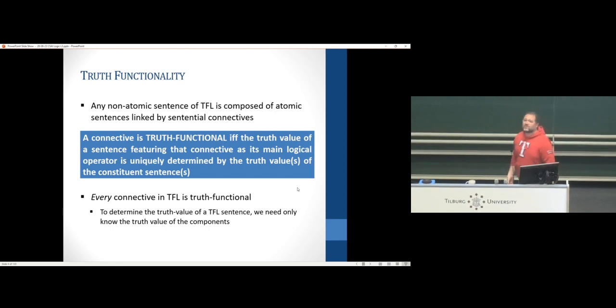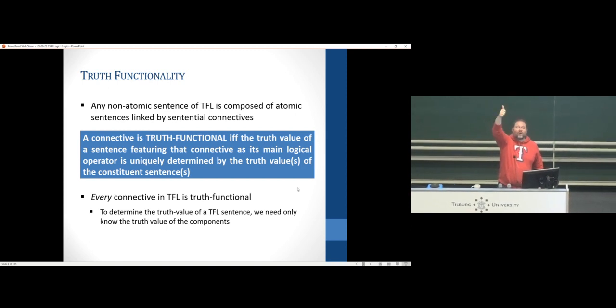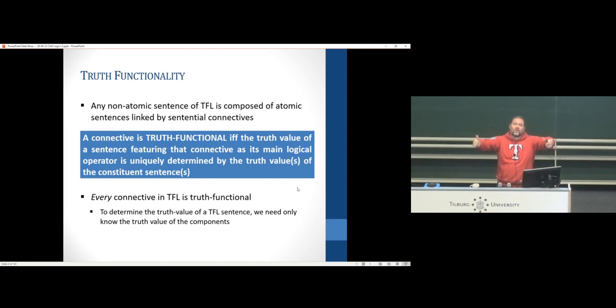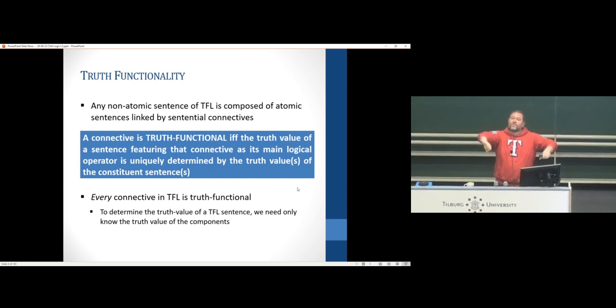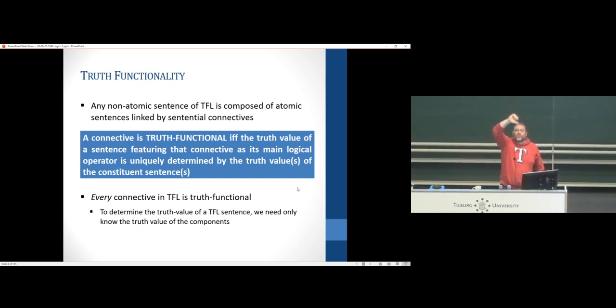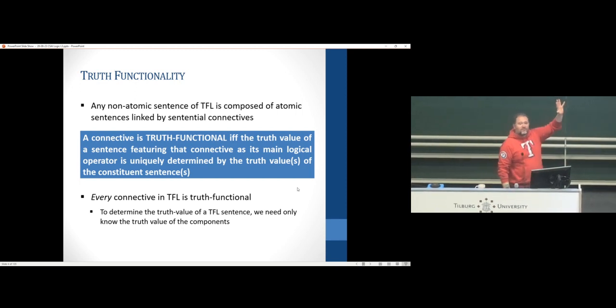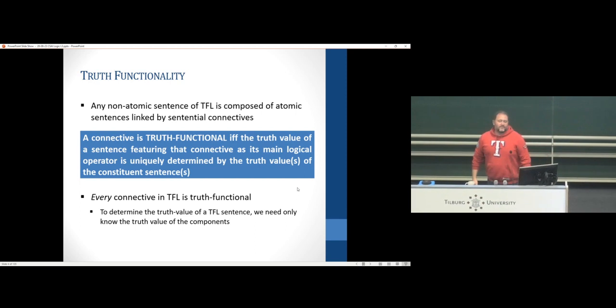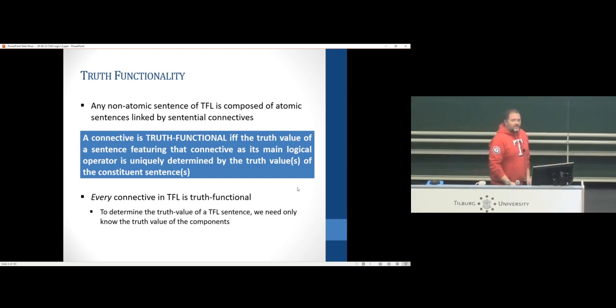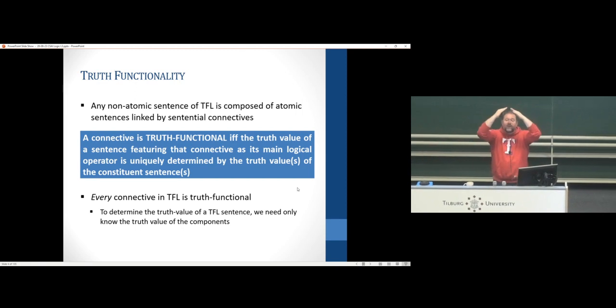Basically, you can think about this in terms of on and off. A connective is going to be truth functional if whether it's on or off is determined by whether the parts are on or off. So we flip the atomic sentences to on or off, and then that will filter up and tell us whether the main connective is on or off, true or false. Every connective in TFL, the 5 that we have, is truth functional. That is, to determine the truth value of a TFL sentence, we only need to know the truth value of the constituent parts. And then that will determine each layer on up until we hit the main logical operator.